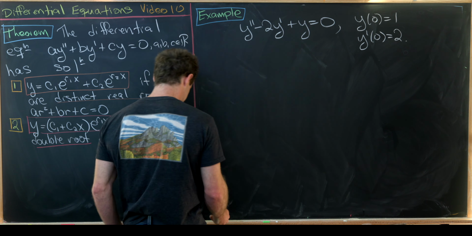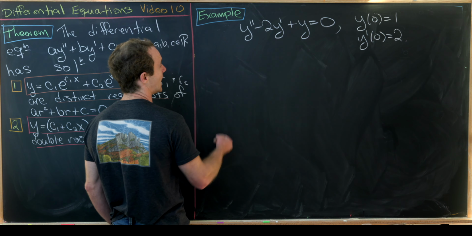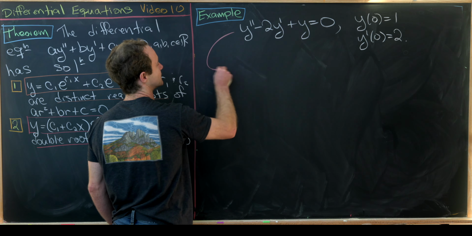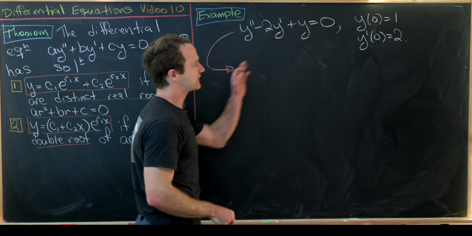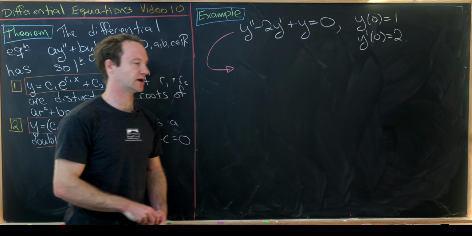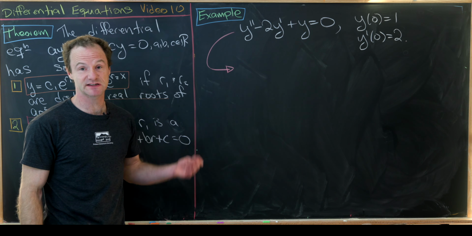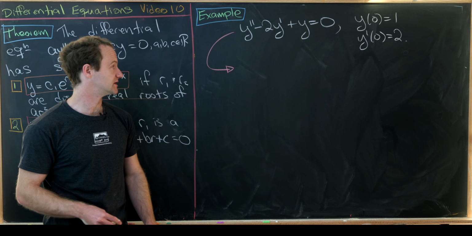So we've got this differential equation, which is y double prime minus 2y prime plus y equals 0. Here we've got some initial conditions. y of 0 is 1 and y prime of 0 is 2. So that's nice. We're going to have a little bit of extra work to do.